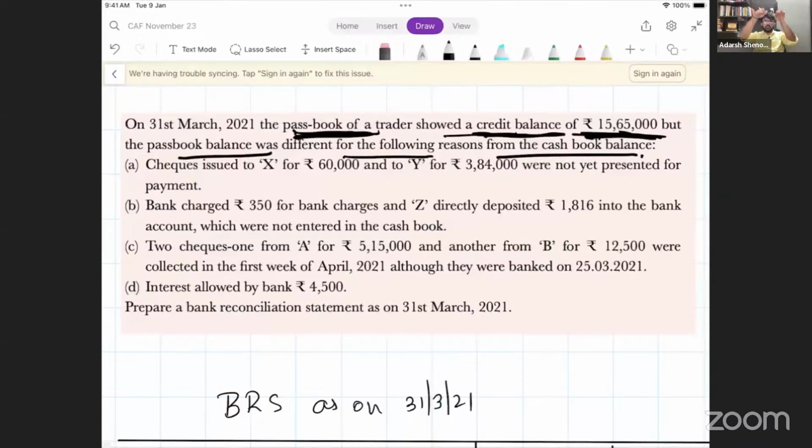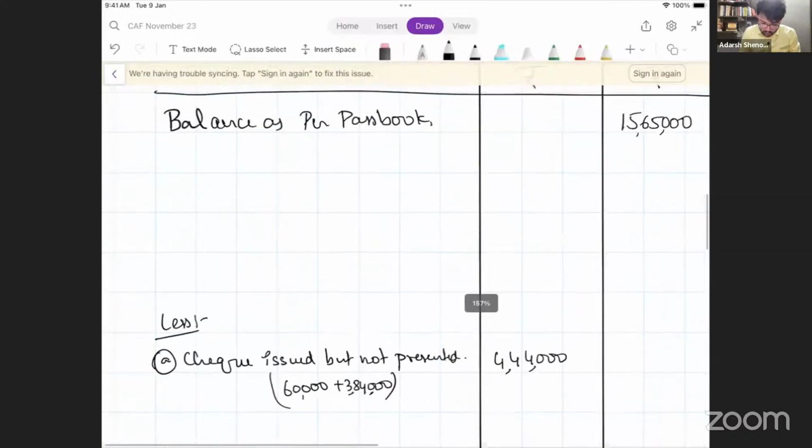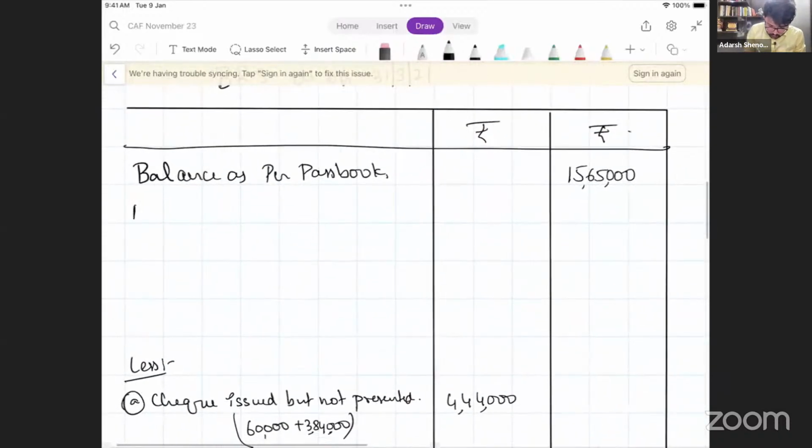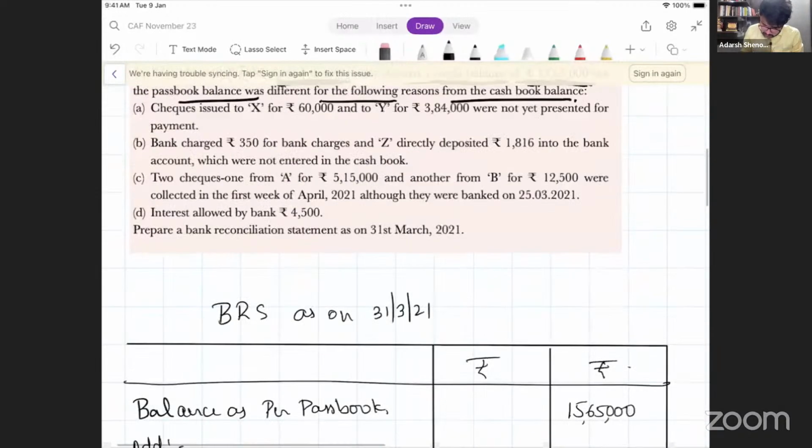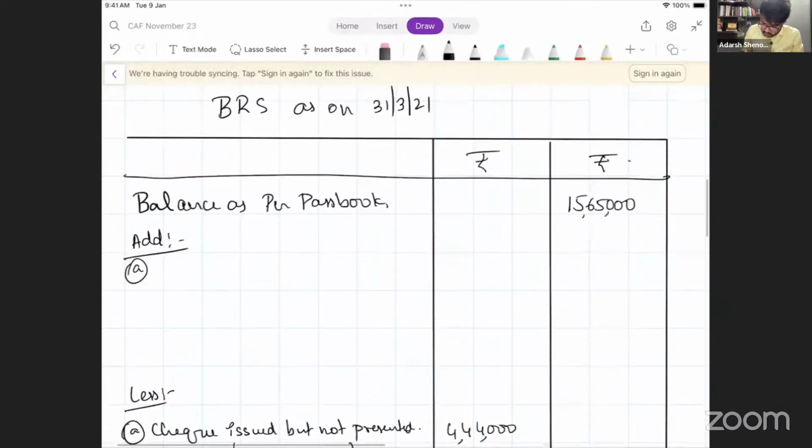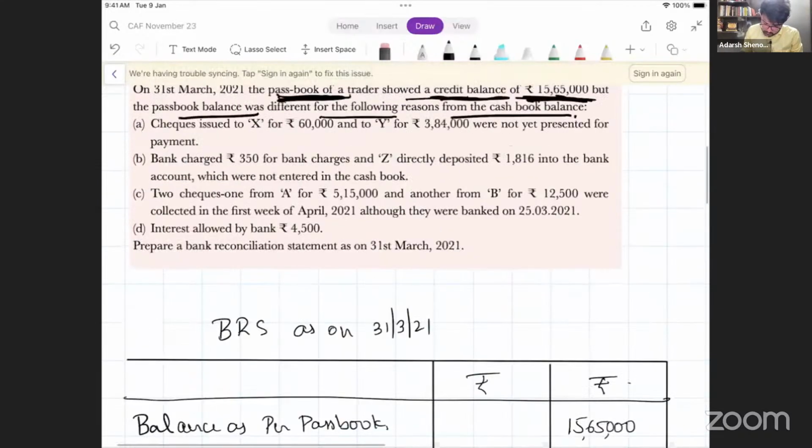The passbook has moved. Bank charges means what? Has it gone up or has it come down? It's come down, right? They have removed it from my account. Now, what is my starting point? My starting point is the passbook, right? So what should I do? I have to reach the cash book balance. So I have to add. I'll not write the sentence, but the sentence is bank charges not recorded in the cash book, 350.